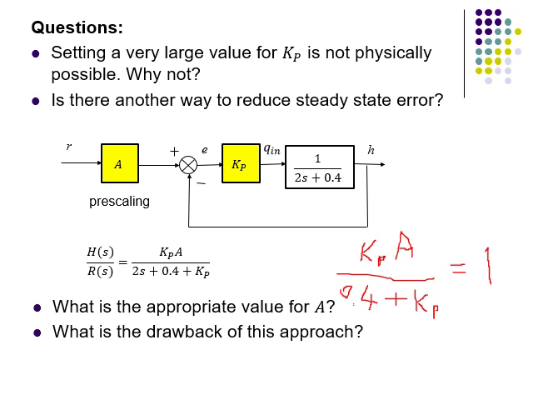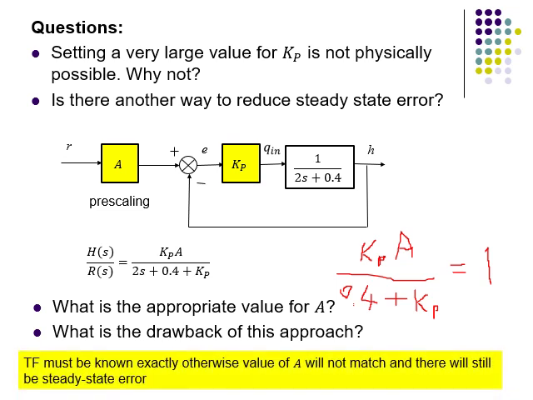But is there a drawback of this approach? Well, one problem that might occur with this approach is that maybe we don't know exactly what the transfer function of the system is, or maybe the characteristics of the system will change over time. And for this to work properly, we need to know the system transfer function exactly.